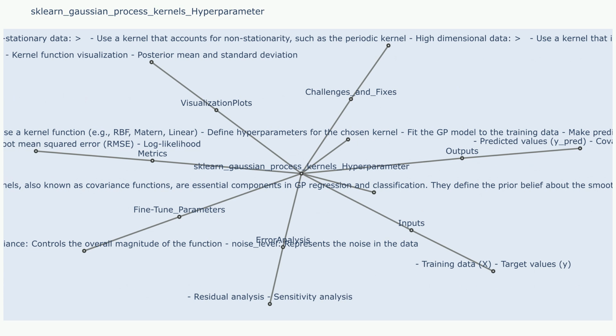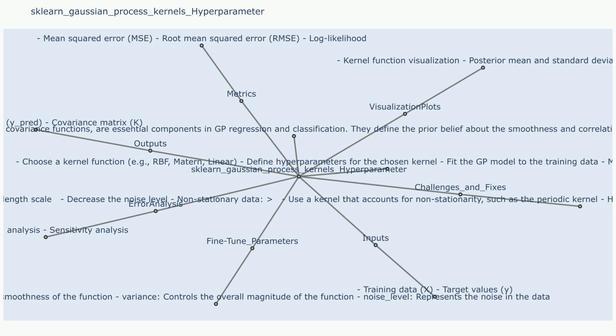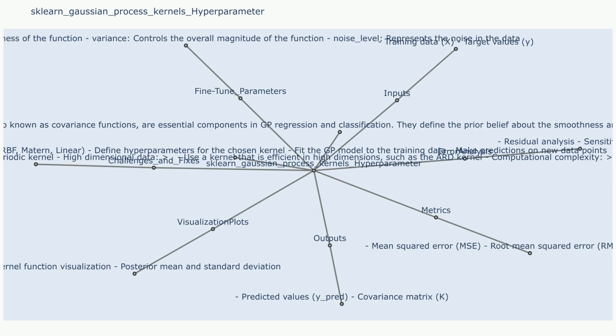Steps: the Gaussian process model is trained using the training data and target values. This involves estimating the hyperparameters of the kernel function. The trained model is then used to predict the target values for new data points. This involves computing the covariance between the new data points and the training data points, and then using this covariance to make predictions.